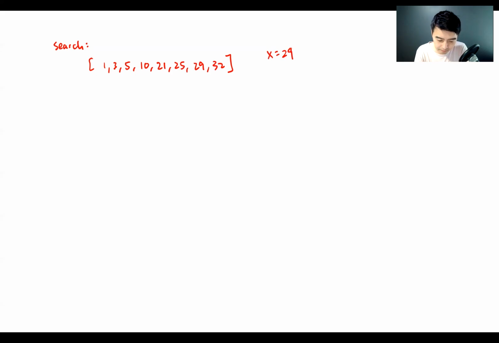This problem is called searching. The searching problem goes like this. If I have a bunch of numbers and these numbers are somehow organized, and let's say I have these numbers 1, 3, 5, 10, 21, 25, 29, and 32. Let's say I'm looking for a specific number. Let's say I'm looking for the number 29. This is called my target.